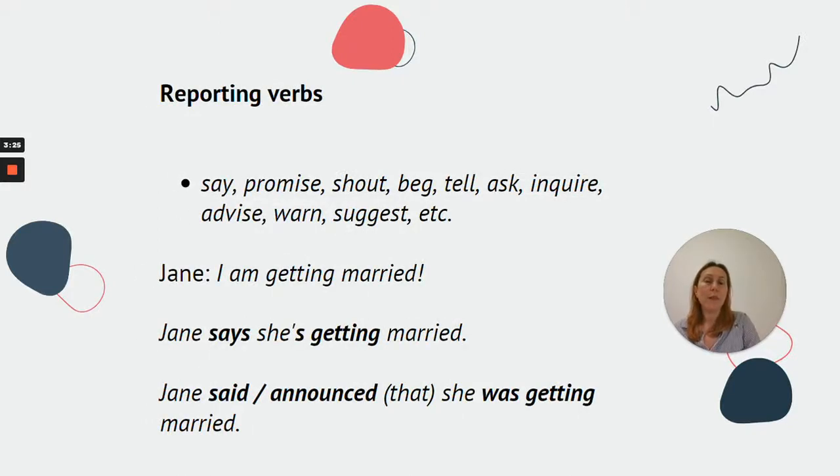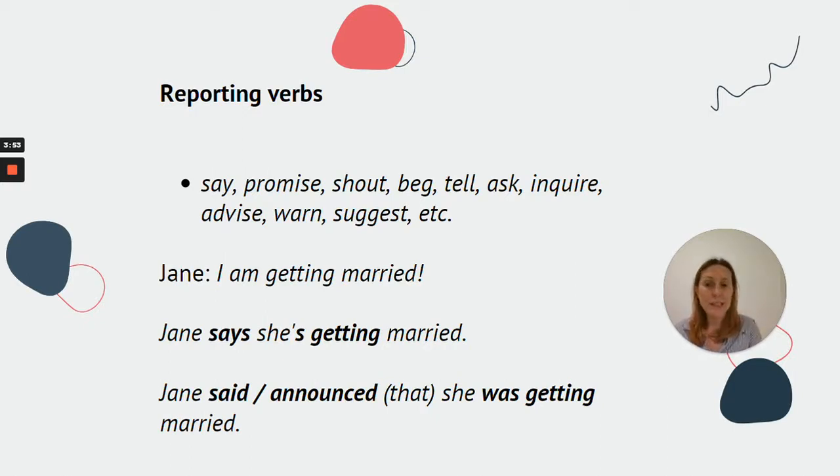So, reporting verbs like say, promise, shout, beg, tell, ask, inquire, etc. are verbs that we can use to report statements. In the case of ask, we use it, or inquire, to report questions, and in the case of advise, warn, or suggest, we use it to report functions.